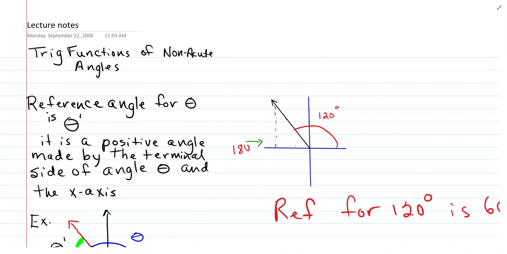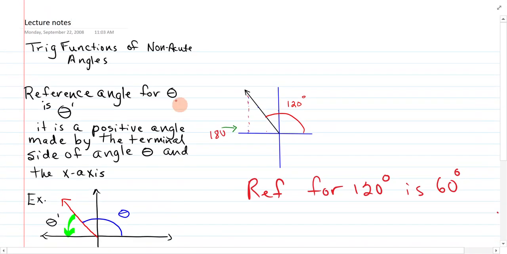This is section 2.2, and this is trig functions of non-acute angles. So in 2.1 we covered acute angles, and now we're going to have the non-acute angles. Every angle has a reference angle that we can refer to get information. The reference angle for theta is theta prime. It's a positive angle made by the terminal side of the angle and the x-axis.